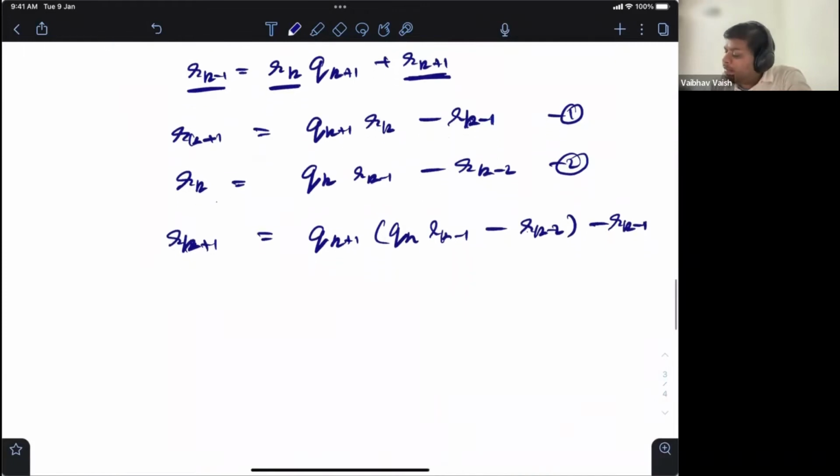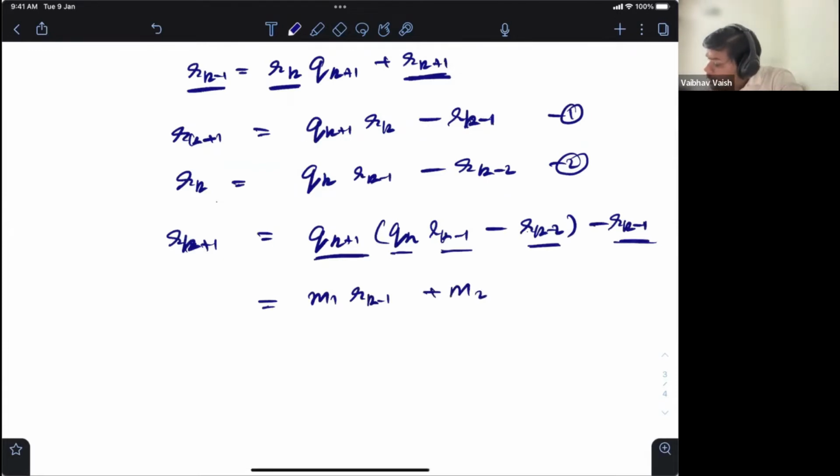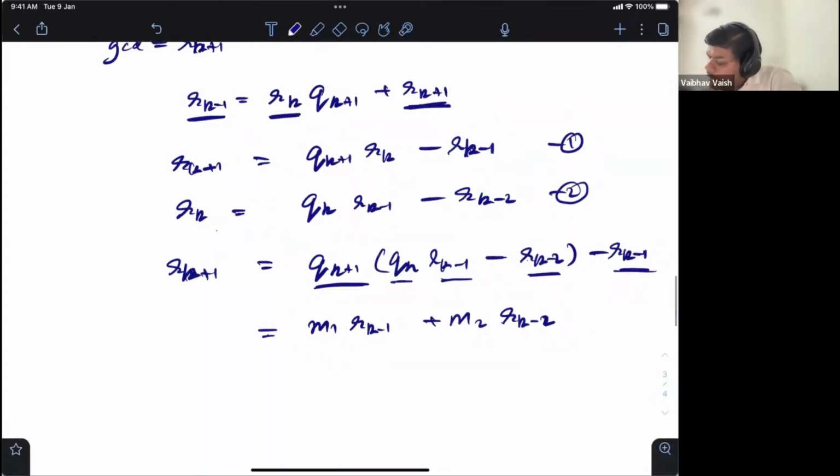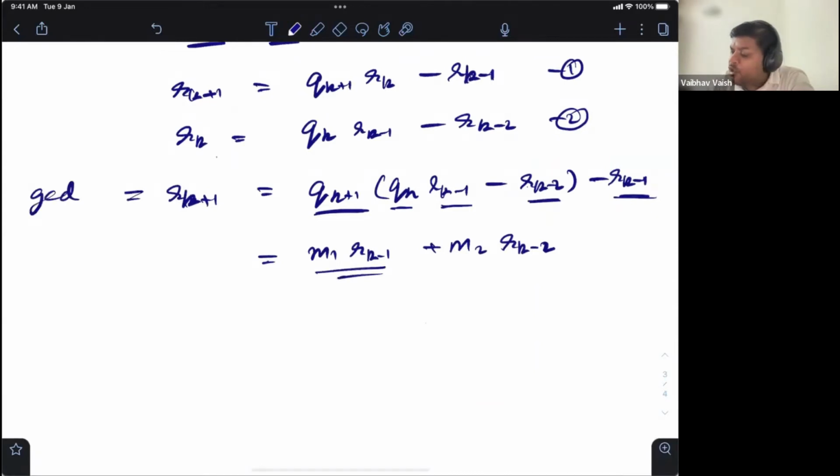So if you expand this out, rk-1 comes with some coefficient, and rk-2 comes with some coefficient. So this becomes M1, let's say, times rk-1 plus M2 times rk-2. Is that fine? Yeah. rk+1, which is the GCD, becomes a linear combination of rk-1 and rk-2.